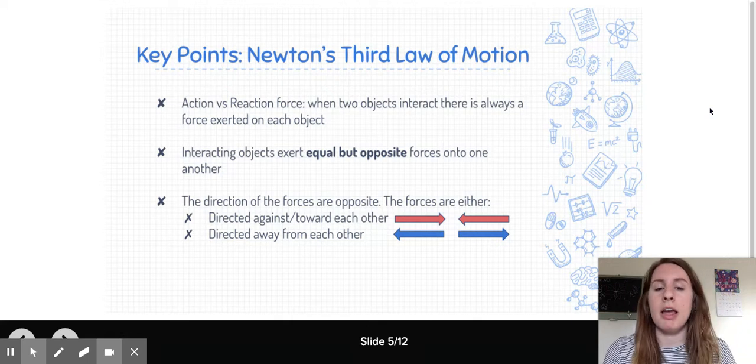And if I'm sitting in a chair, there's an equal and opposite force of me sitting down and the chair pushing me up so that I do not fall through the chair.